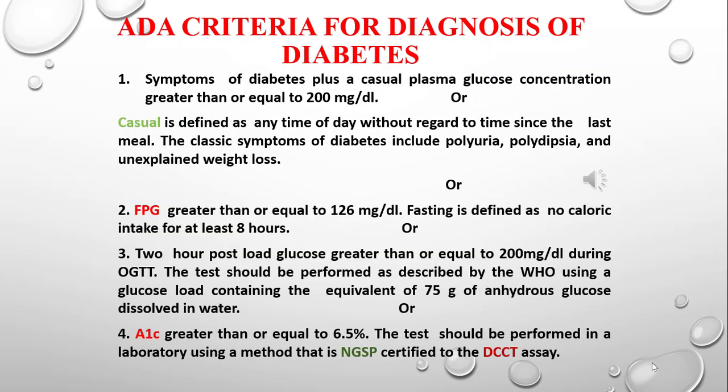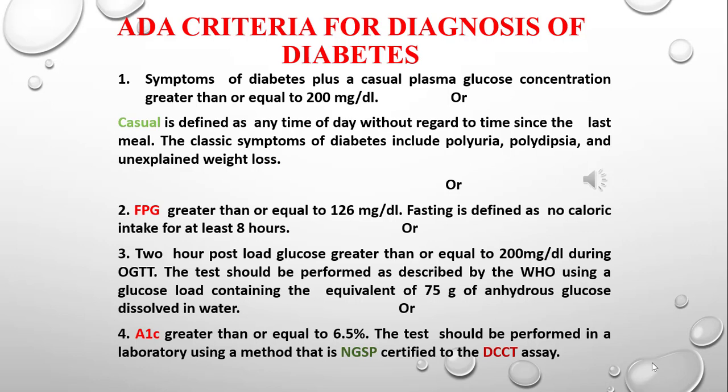Now we move towards the ADA criteria for diagnosis of diabetes. ADA has mentioned 4 parameters for diagnosis of diabetes in a person. The very first one is symptoms of diabetes plus a casual plasma glucose concentration greater than or equal to 200 mg per deciliter. Now what is this casual plasma glucose concentration? Casual is defined as any time of the day without regard to time since the last meal.